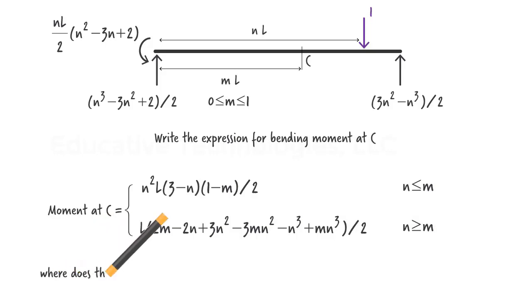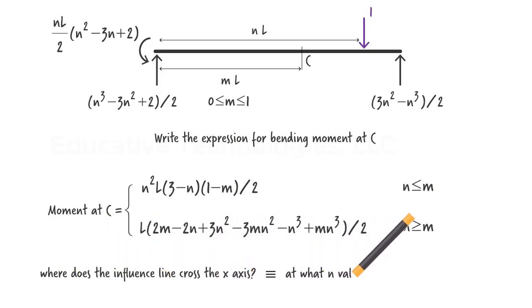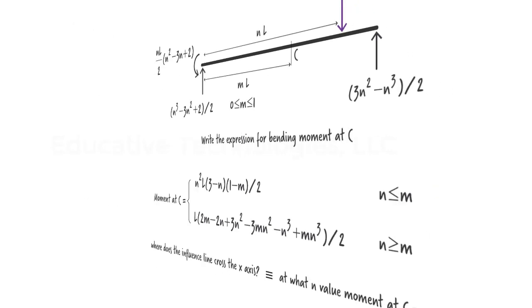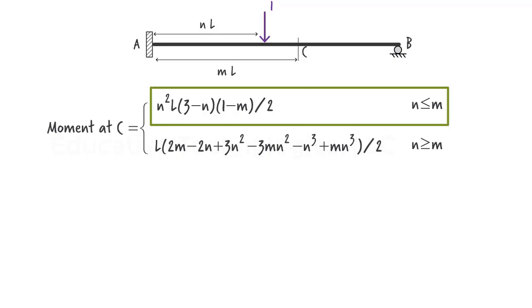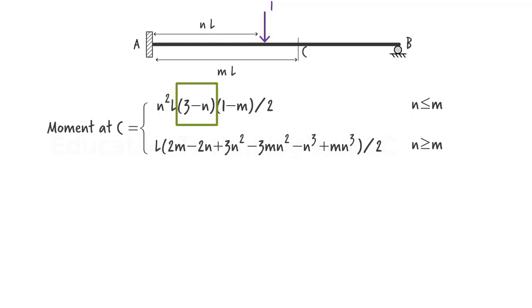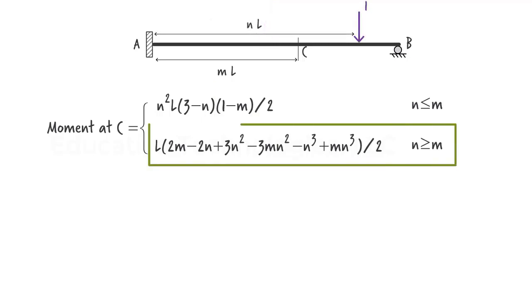Having these equations, we can now determine where the influence line crosses the x-axis. This is the same as determining the value of N at which the moment at C becomes 0. Since M and N are between 0 and 1, it should be clear that the first equation always gives us a positive value, since 3 minus N is always positive, and 1 minus M remains positive for all non-trivial M values. So, moment at C could be 0 only when N is greater than M, when this equation governs.